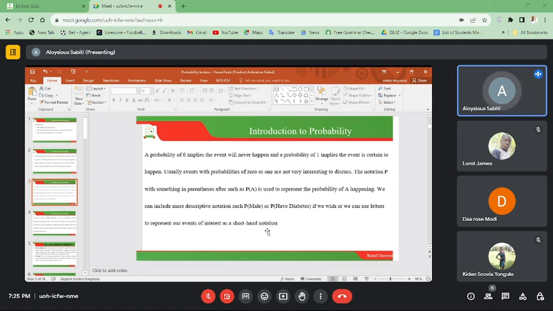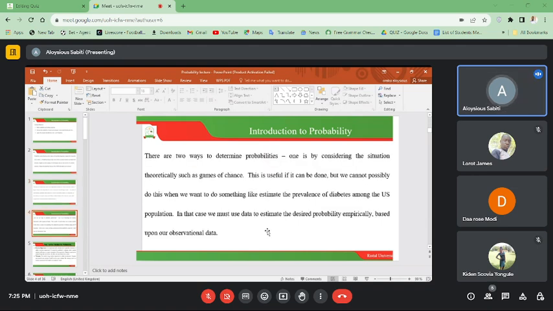We can use letters to represent our events. You can use probability of female, probability of under fives, probability of individuals who have diabetes, but also probability of individuals who live in an urban setting, depending on your event of interest.